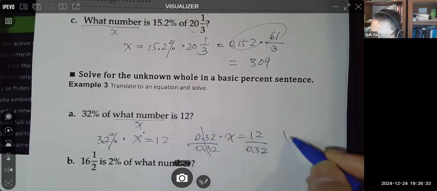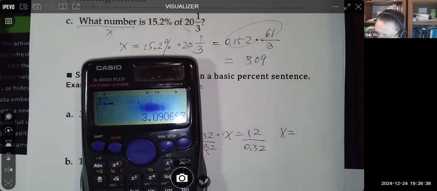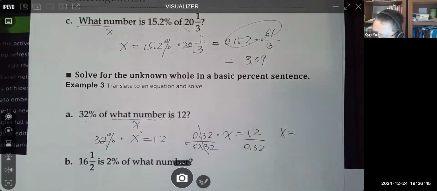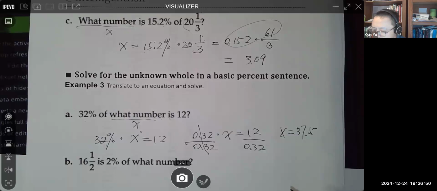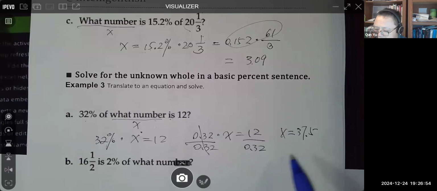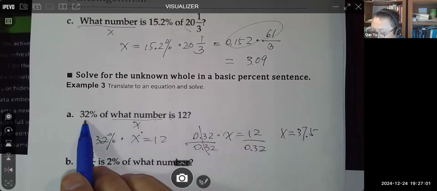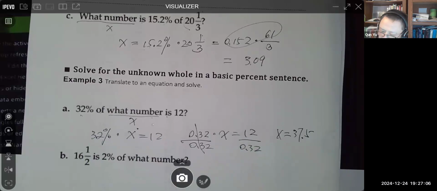Cancelled. So 12 divided by 0.32. 37.5. Then you answer the question. 32% of 37.5 is 12. That makes sense. This is almost 1/3. 1/3 of 36 is exactly 12. But this is less than 1/3, a little bit, so the number is a little bit more than 36. So it makes sense. That's 12.